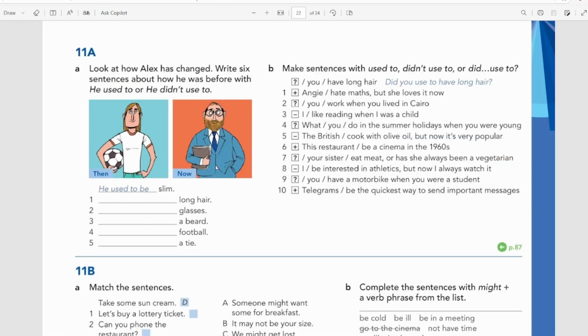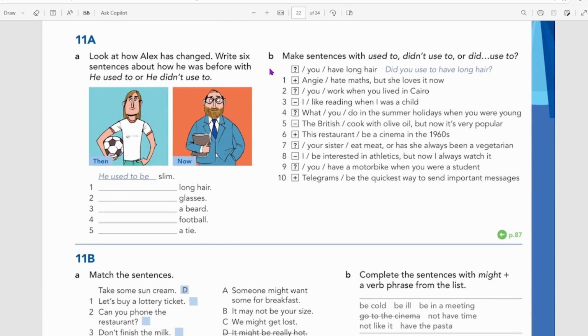We're going to do the exercise part. As you can see, we've got two parts here. A is asking us to look at how Alex has changed. See, Alex when he was young, then, and Alex now. See, there's a big difference. Now we need to write 6 sentences about how he was before, and we must use he used to or negative he didn't used to. Yeah, so let's do that. He used to be slim, as you can see. Now he's a bit chubby, but he used to be slim, right? Now long hair, as you can see, and when he was young, he used to have long hair. So he used to have long hair.